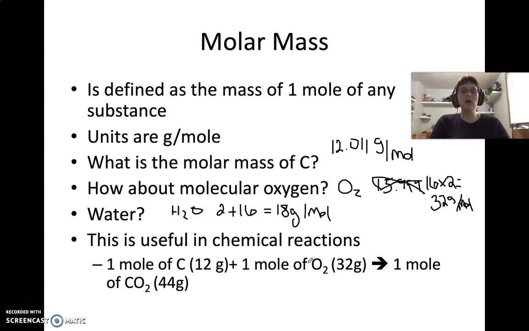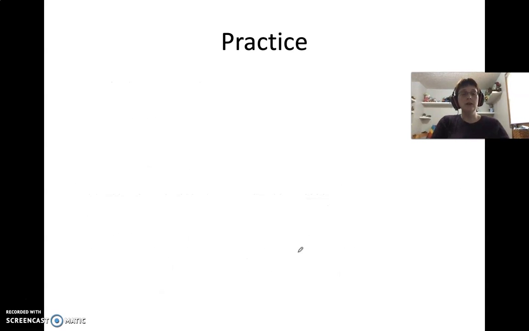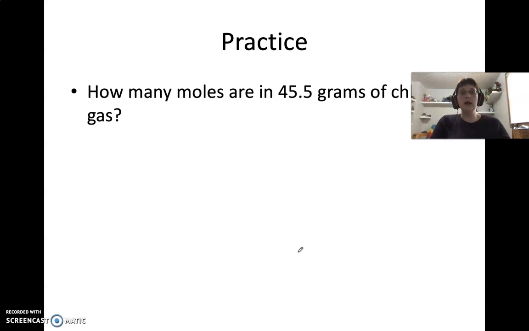But this is also helpful when we start to do actual reactions in the real world, because we might not have 12 and 32 grams of these reactants. We might not need 44 grams of the product. If we only need, say, 22 grams of carbon dioxide, we can then figure out how much we need of the reactants so we don't have to waste reactants. So let's do a little bit of practice.